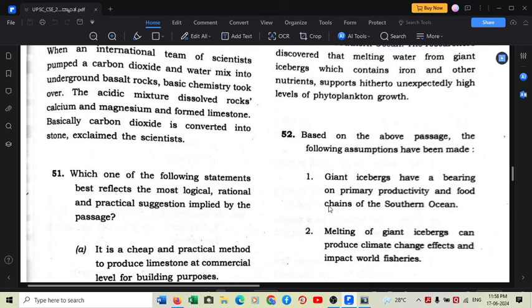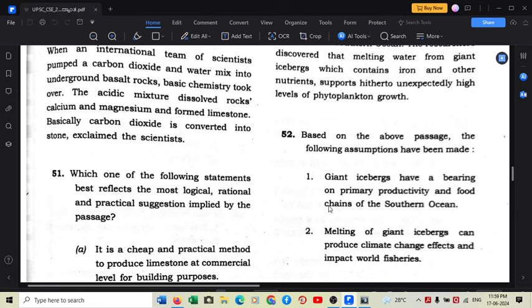Giant icebergs have a bearing on primary productivity and food chains in the southern ocean. Okay, so it is correct, because giant icebergs contain iron and other nutrients, which support unexpectedly high levels of phytoplankton growth. So that is okay.